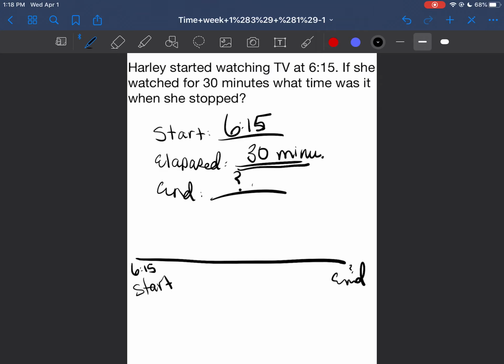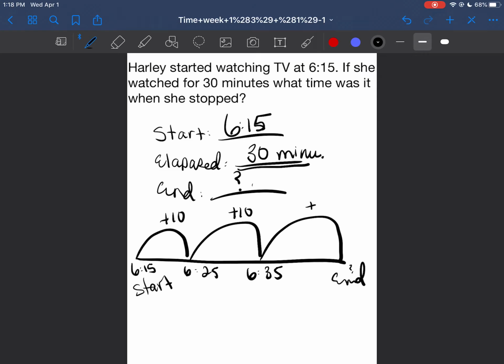So 6:15 plus 10, 6:25. 6:25 plus 10, 6:35. 6:35 plus 10 is 6:45. I have jumped 30 minutes. 10, 20, 30, which is what my elapsed time was. What time is it now that Harley has stopped watching TV? It is 6:45.